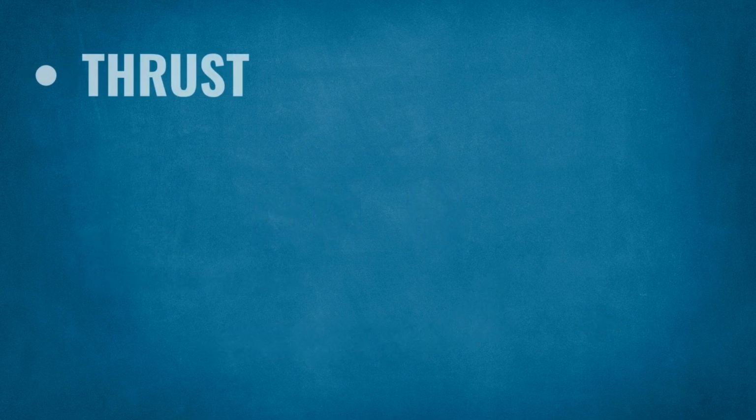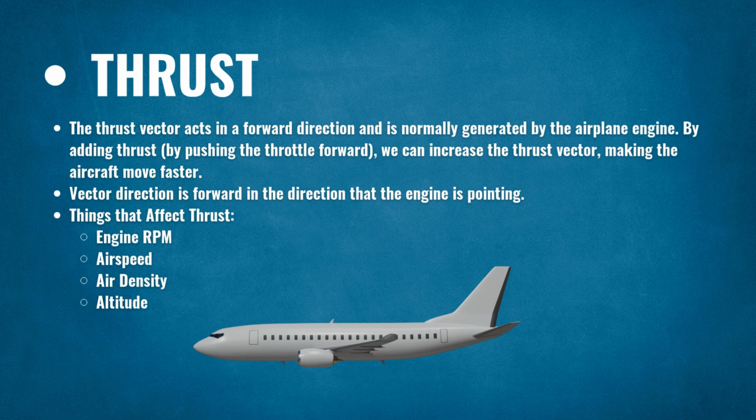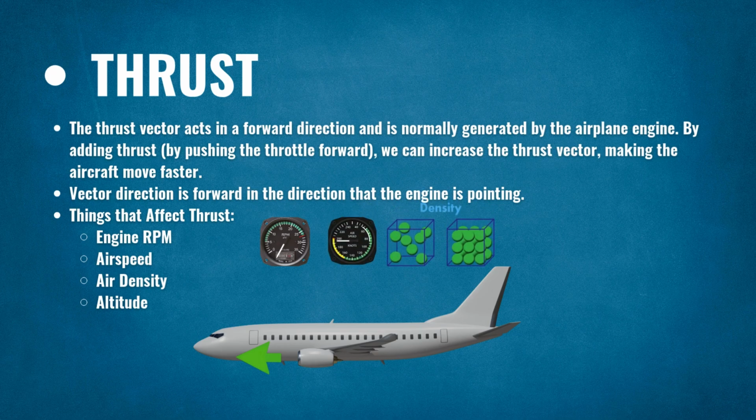Fourth and the last one is thrust. The thrust vector acts in a forward direction and is normally generated by the airplane engine. By adding thrust, by pushing the throttle forward, we can increase the thrust vector, making the aircraft move faster. Things that affect thrust: engine RPM, airspeed, air density, and altitude.